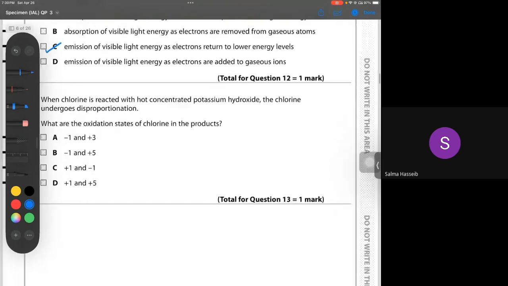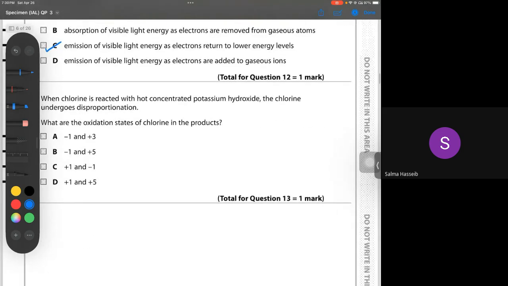Then you can see question number 13. When chlorine is reacted with hot concentrated potassium hydroxide, the chlorine undergoes disproportionation. What are the oxidation states of chlorine in the products? If you memorize this equation, you would be able to solve this question very easily. Otherwise you have to suffer, because this is a test for your memorization. It's not the concept, I can say.